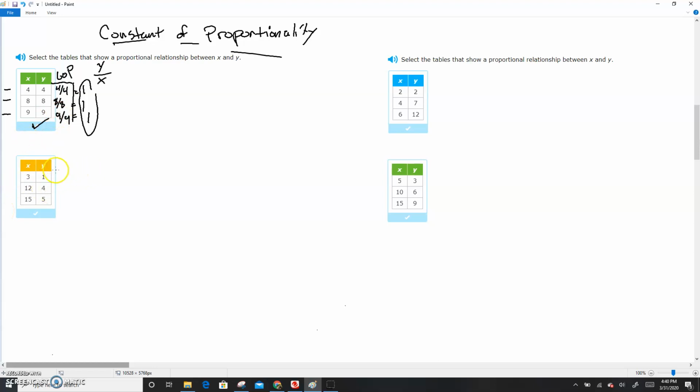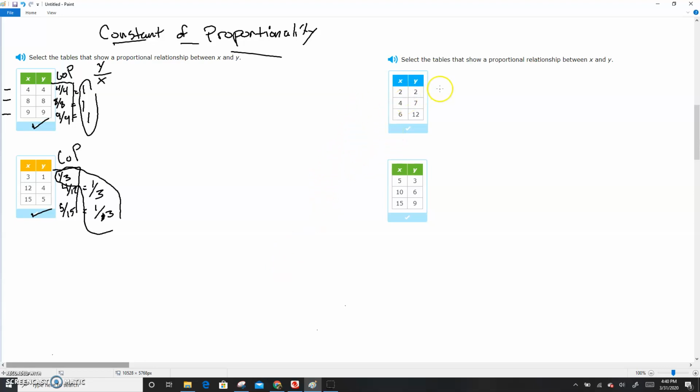This next table, same deal. Let's do y over x to get our constant of proportionality. So we have 1 over 3, 4 over 12, and 5 over 15. Now, it may look like the answer here is no, because we have 1/3, 4 twelfths, and 5 fifteenths, but we have to remember to simplify our fractions. 4 over 12 simplifies to 1/3, and 5 over 15 simplifies to 1/3. These are all the same, 1 over 3. So this is a proportional relationship.